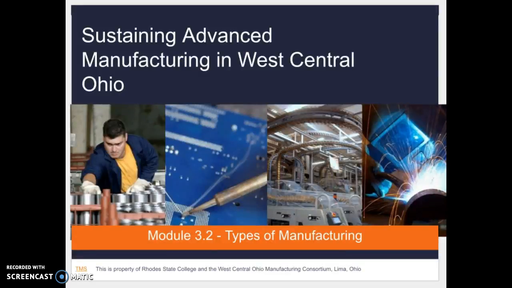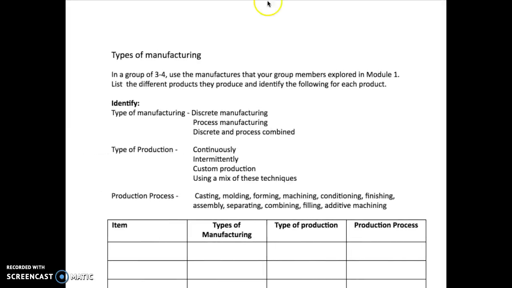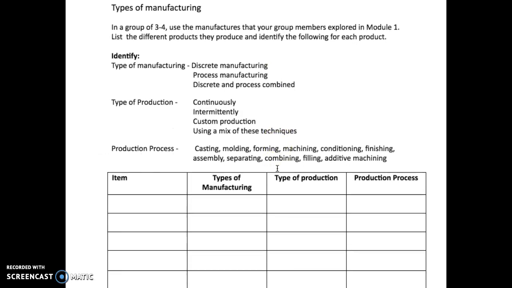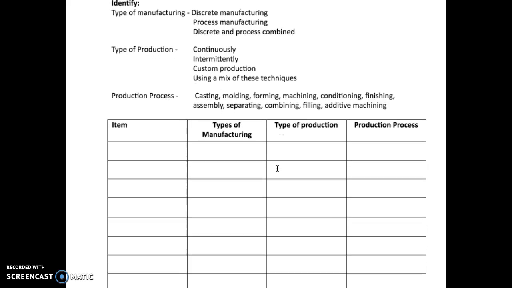That is the end of Module 3.2 on the types of manufacturing. Let me review with you the assignment for today. In groups of 3 to 4, you'll use the manufacturers that your groups explored in Module 1. You'll list the different products they produce, and then identify the types of manufacturing, types of production, and production processes.